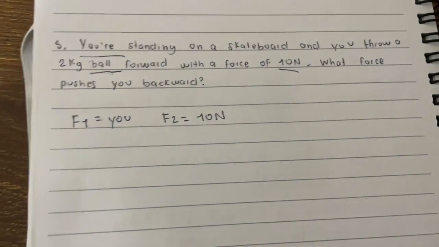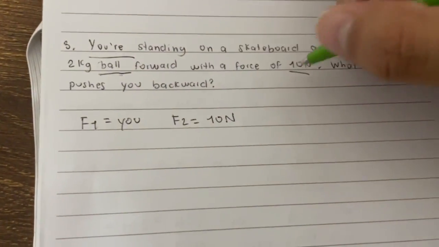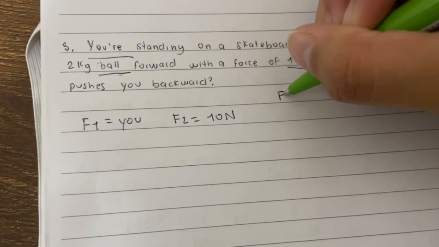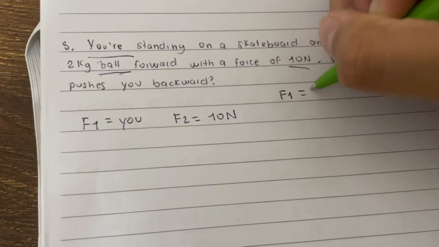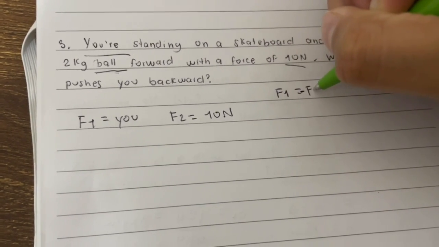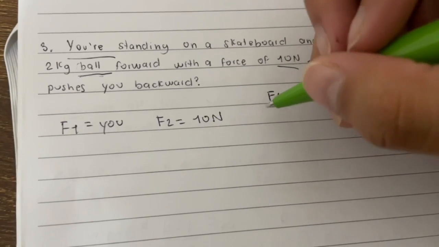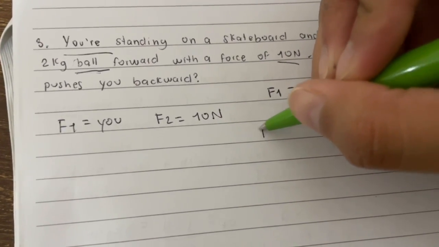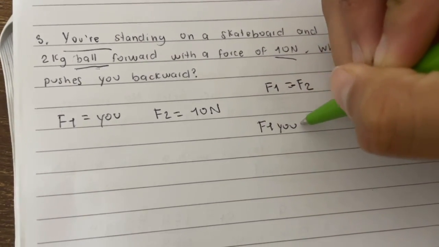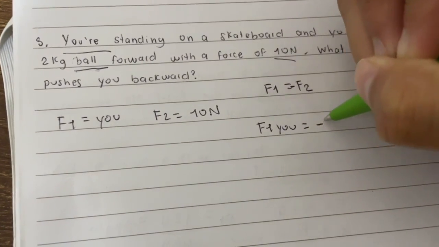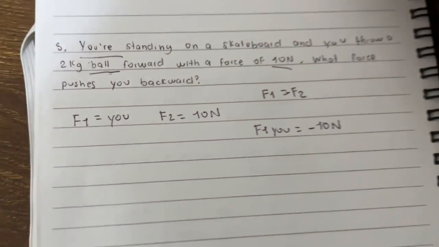Now we just have to apply the formula. Let's remember the formula is F1 equals negative F2. So this will be F1, you, equals negative 10 newtons. So this is all for Newton's laws of motion.